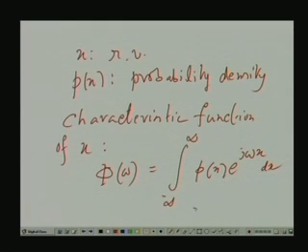Obviously, you can see that we can also write this integral as the expected value of e to the power j omega x, because we have seen given a function g x, its expected value is integral g x times p x. So, that is what is happening here. So, characteristic function of a random variable x with probability density p x is actually the expected value of the function e to the power j omega x.